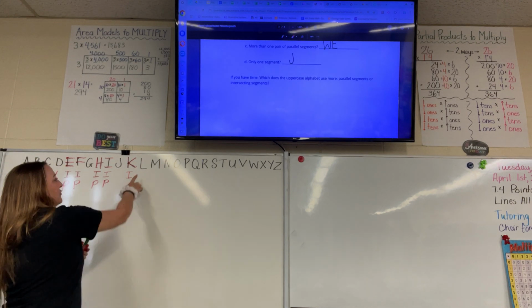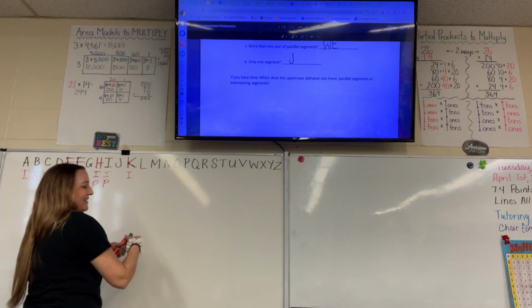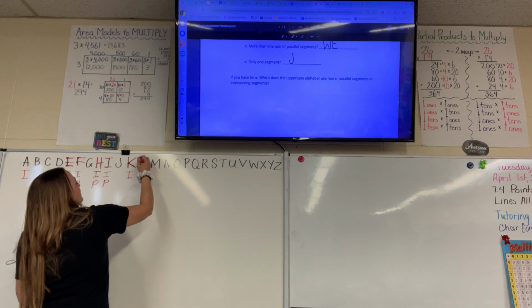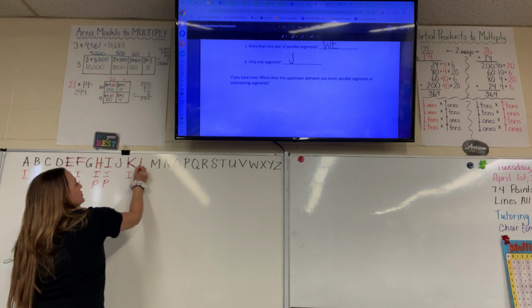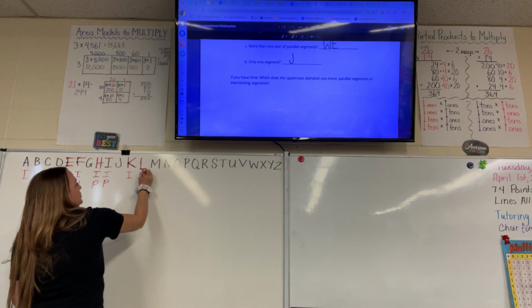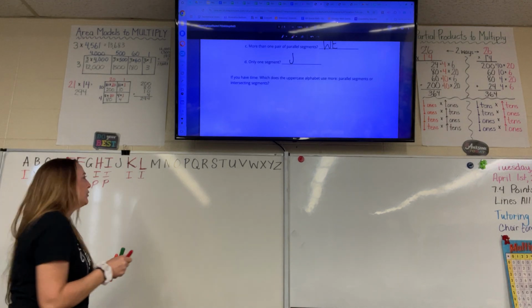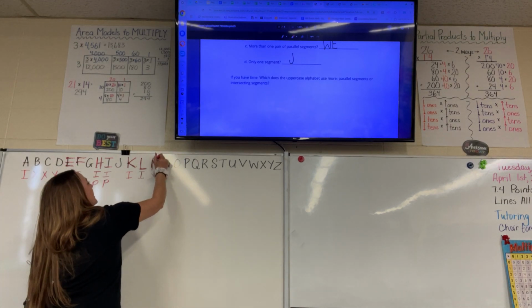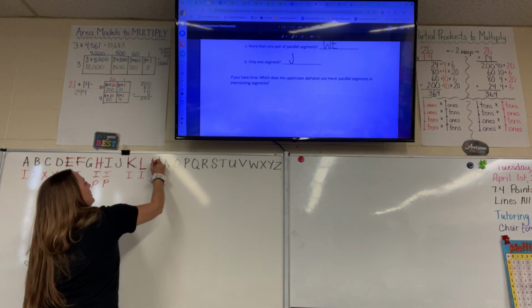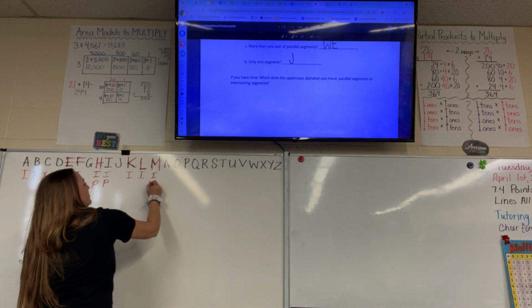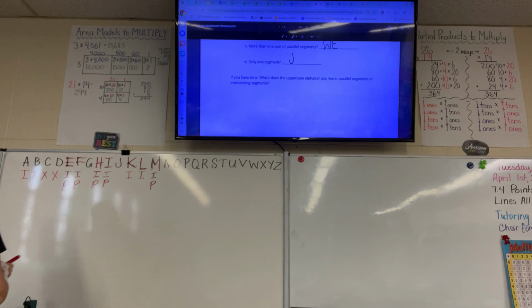No, they cross right there. They meet right there. You see what I'm saying? So this line intersects with this line, so they would be intersecting. Okay? What about M? Both. Okay, so the outsides are parallel and they cross, making them also intersecting. Okay?